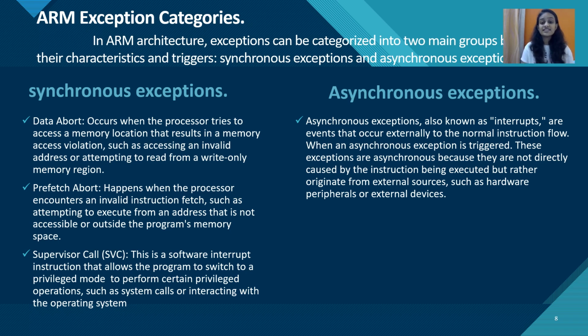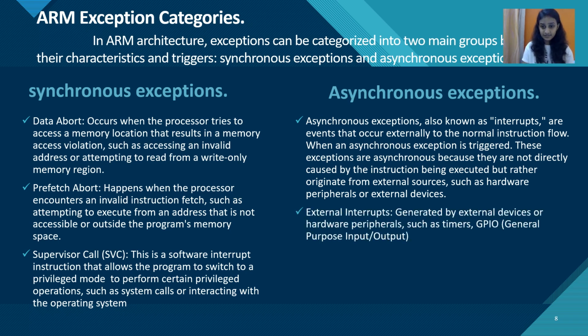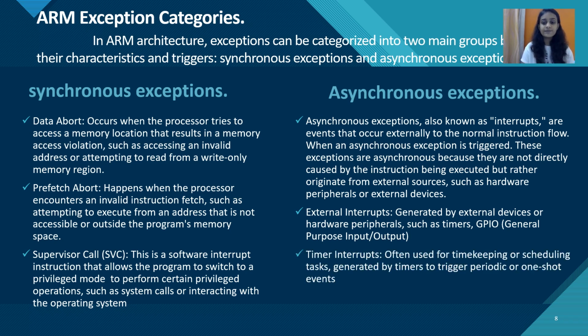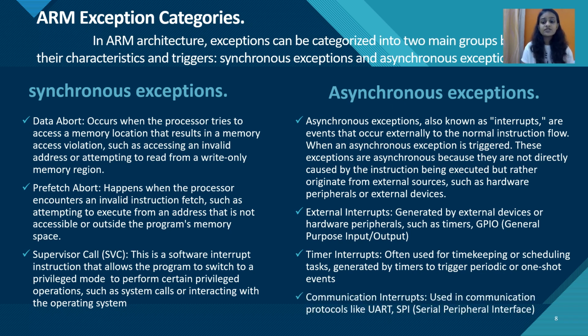Asynchronous exceptions are also known as interrupts, as we discussed in the previous slides. These are events that occur externally to the normal instruction flow when an asynchronous exception is triggered. These exceptions are asynchronous because they are not directly caused by the instruction being executed. They are caused by external devices or external peripheral devices. External interrupts are generated by external devices or hardware peripherals such as a timer or general purpose input and output. Next comes the timer interrupts, often used in time keeping or time generating tasks, generated by a timer trigger. Communication interrupts are used in communication protocols like UART and SPI.